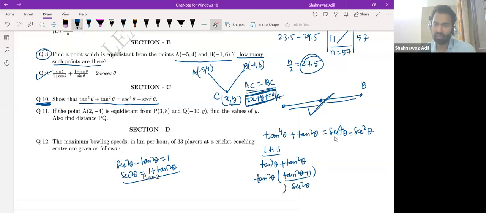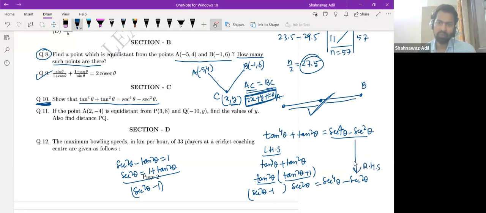And the answer is only in sec square theta. So we have to change every term in terms of sec square theta. So tan square theta would be how much? This would be sec square theta minus 1. So sec square theta minus 1. So we will get sec square theta, sec square theta. So sec 4 theta minus sec square theta, which is RHS. Or we can also solve this one also.